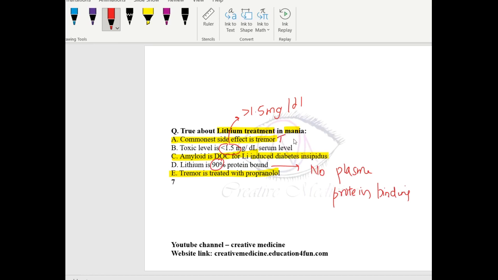The commonest side effect of lithium is tremor. Amiodarone is the drug of choice for lithium-induced diabetes insipidus, and tremors are treated with propranolol.